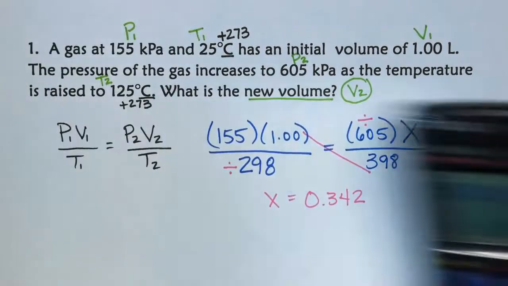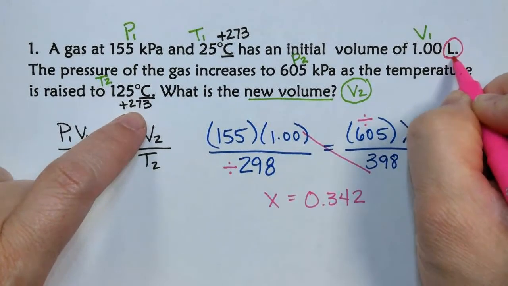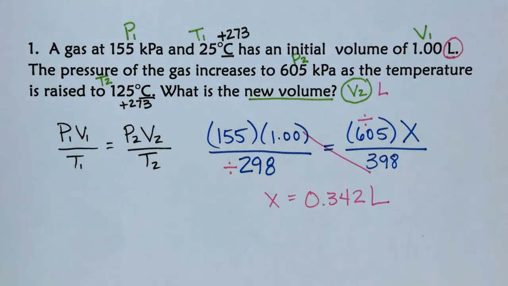0.342. And whatever the unit is for V1, which in this case was liters, that is also the unit of V2. So this answer is in liters.